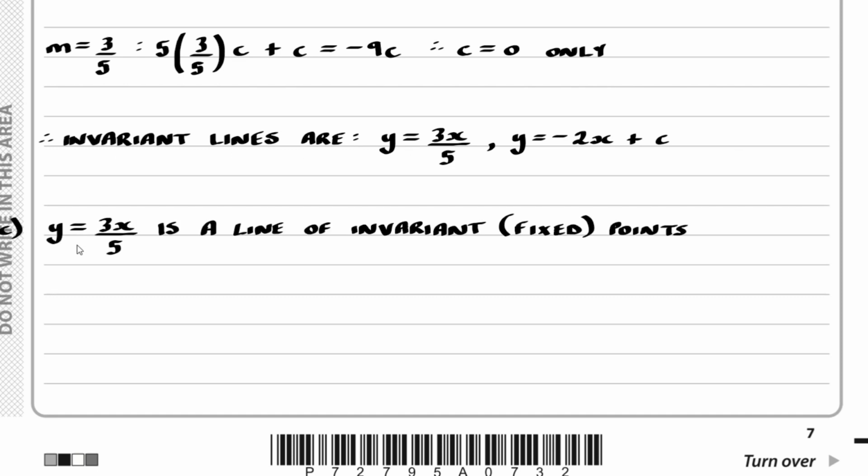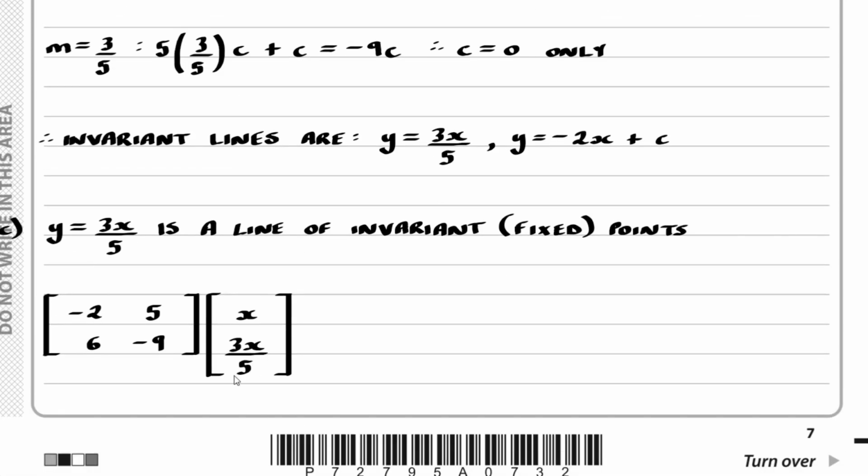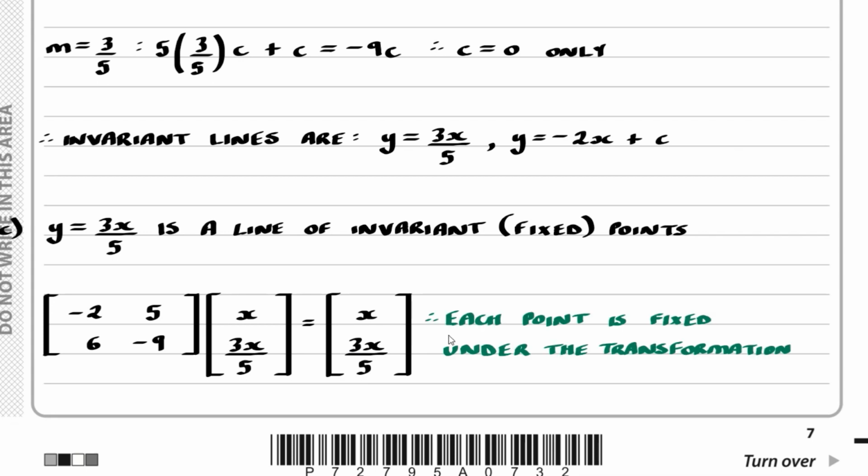So for Part C, we see that y equals 3x over 5 is the line of invariant fixed points, because we don't have a family of solutions here. So we've got this matrix negative 2, 5, 6, negative 9, multiplied by (x, 3x over 5), and that's equal to (x, 3x over 5). So each point is fixed under this transformation, as we see by this equation here.